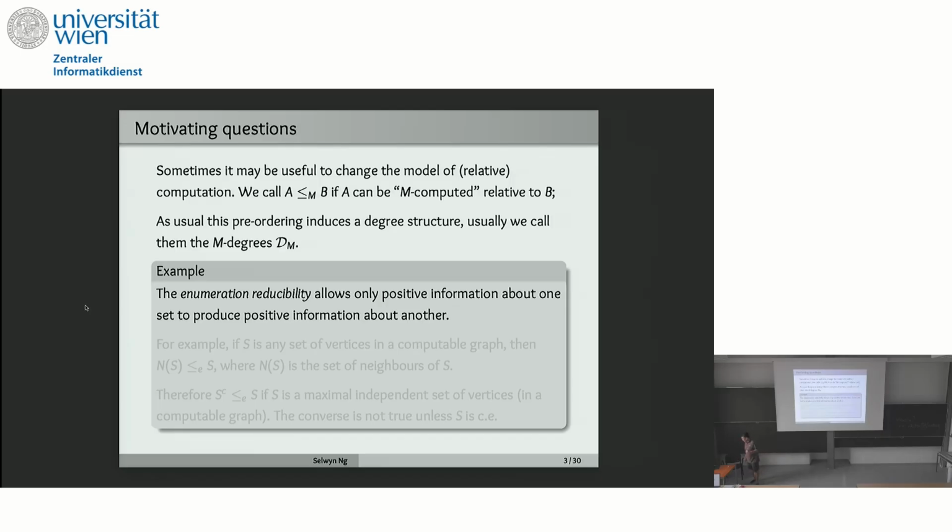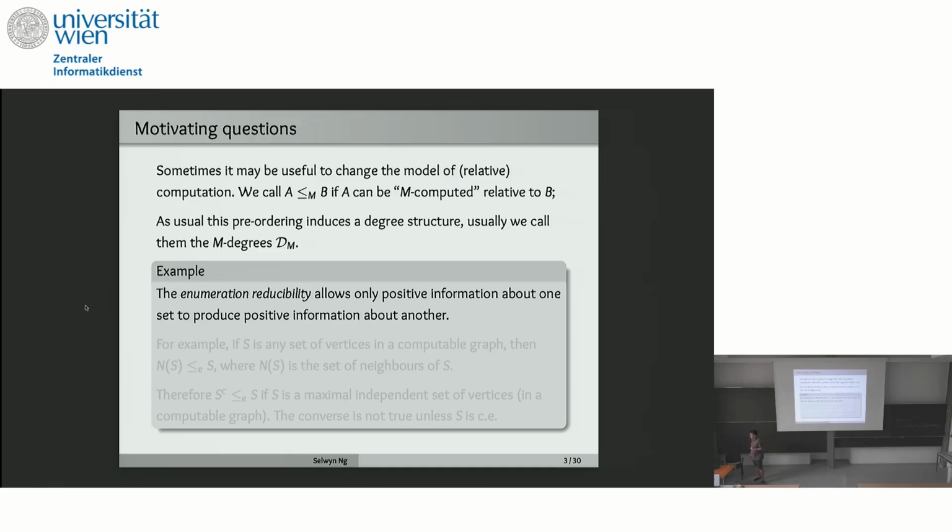Sometimes we may want to change the model of relative computation, and let's say M is any such model of computation in whatever domain. Then the usual thing is we say A is M-reducible to B, B being larger, which stands for the fact that B is more complicated or has more information, as measured by the computational model M, compared to A. As usual, this induces a degree structure which we call the M-degrees.